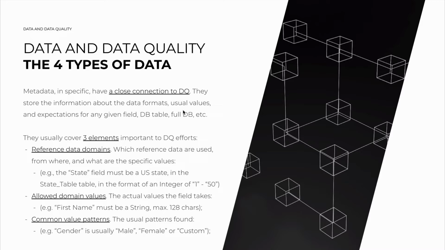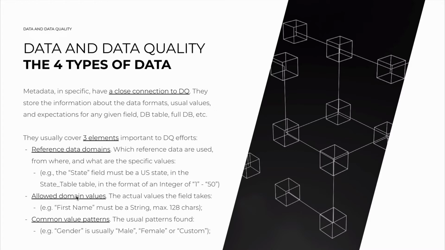Usually, metadata cover 3 key elements which are important for data quality in all related applications, such as identifying issues. The first are the reference data domains. That is, which reference data are used, from where, and what are the specific values. For example, in an address table, if you have a field state with an integer format, you need to state that it's an indicator to the United States state table, which has the format of an integer between 1 and 50, which maps to that list of states by number. Otherwise, it's just a numeric field from 1 to 50.